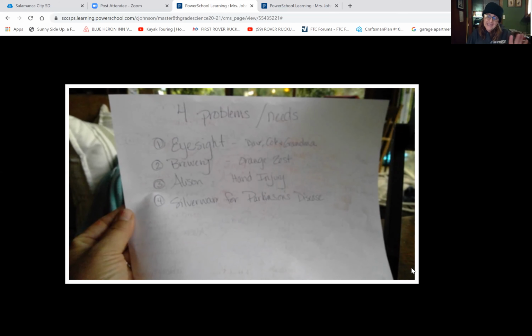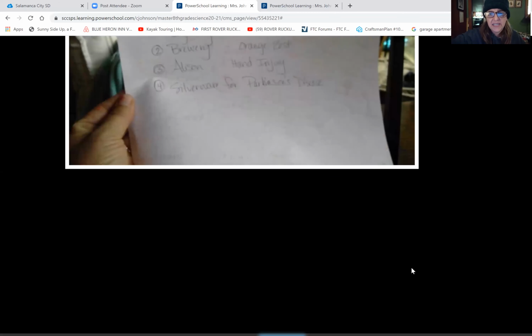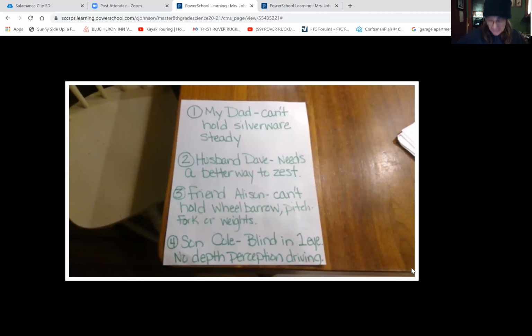Those were 4 needs that really jumped out to me because with Parkinson's, several people in my family struggled with this issue. So the next thing that I did, on my next slide here, was I came up with a better definition of the 4 things I was empathizing most with. The first, my dad: he couldn't hold silverware anymore as he started to reach the end of his Parkinson's disease.